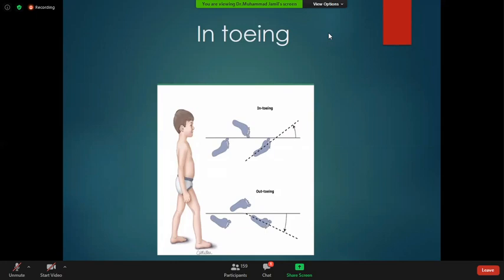Okay. Another important topic is in-toeing. What is in-toeing? Most of the patients come in with in-toeing. Sometimes the parents bring the child because the child is walking with the toes in. When you ask the child to walk in a straight line, the toes always go inward in this direction, and out-toeing is when the toes go outward.